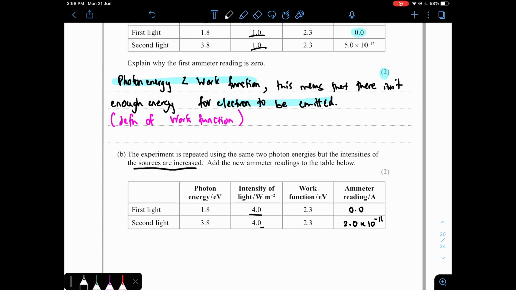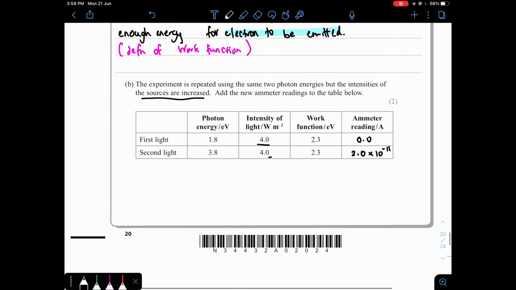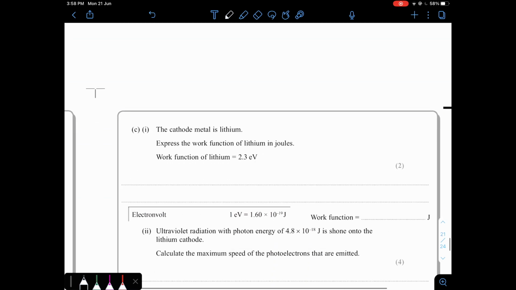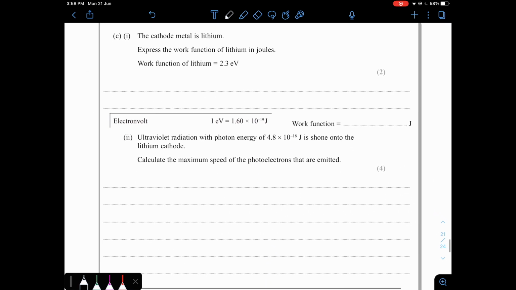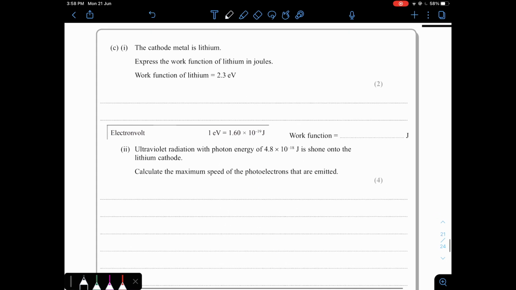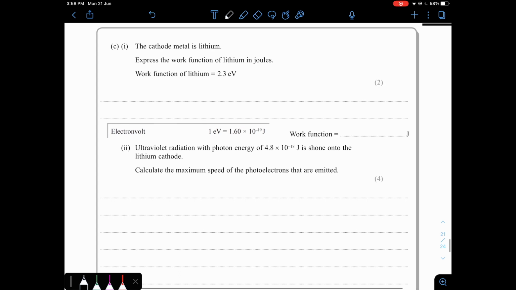Okay, let's move on. So next question, we have C i. The cathode metal is lithium. Express the work function of lithium in joules. The work function is 2.3 electron volts. Now, this is also given in the back of your exam paper. I just brought this here so you remember.